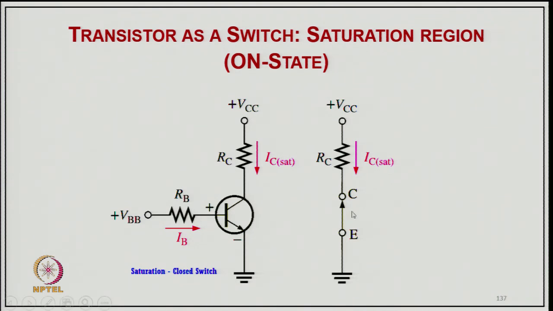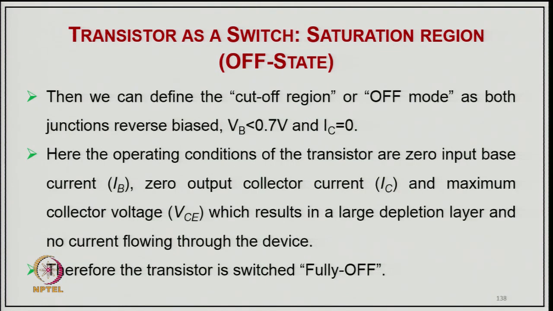There is a very negligible voltage compared to this voltage across this junction of VC, so it becomes like a switch. The other is typically the off state. So, we can define the cutoff region of state when both the junctions are reverse biased, and VB is less than 0.7 volt and IC equal to 0.